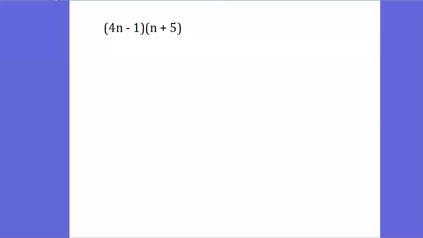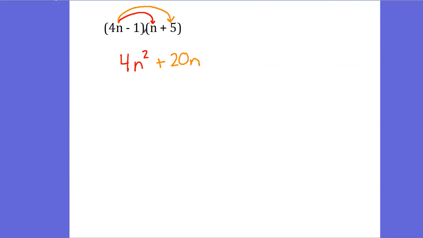This is another example involving multiplication of polynomials. In this example, we are taking a binomial times a binomial, and we are just going to make sure that we distribute. We use the distributive property twice. We're going to distribute this 4n. We're going to take 4n times n, giving us 4n squared. And we're going to take 4n times positive 5. That's going to give us plus 20n.